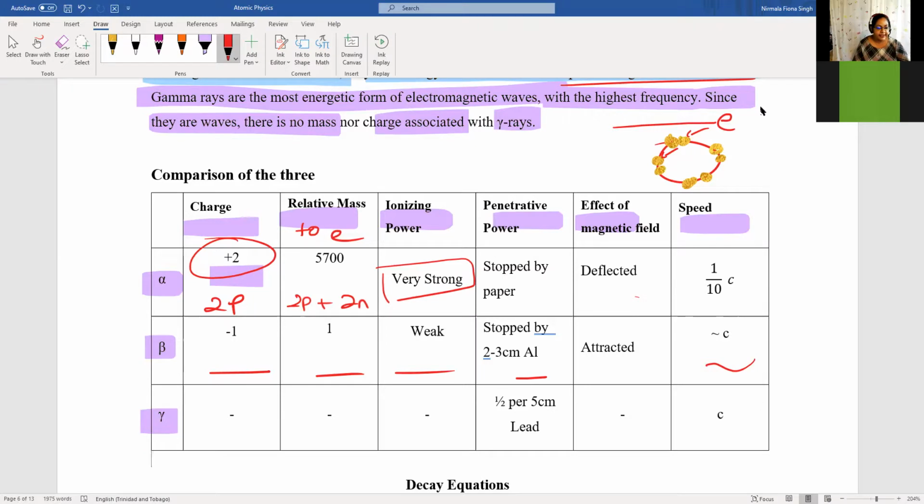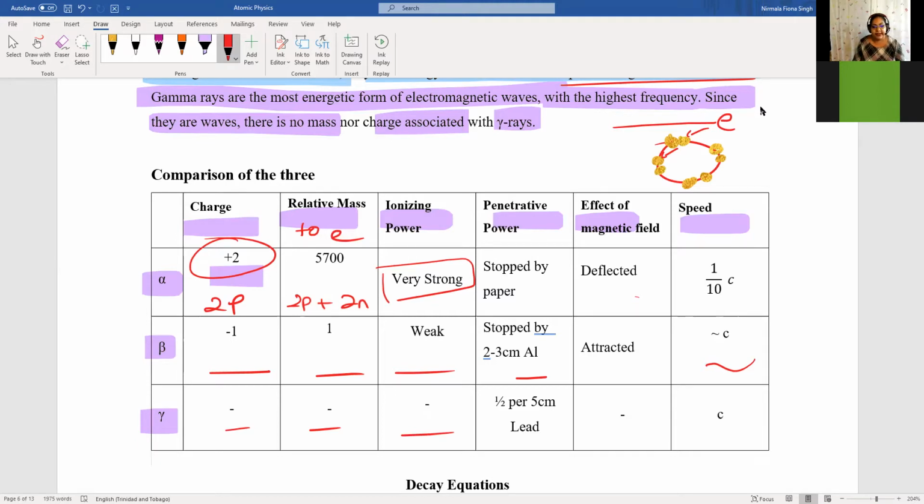Then we have gamma rays. Remember gamma is written like a little curly Y kind of thing. Practice writing it, please. Do not write it as a Y. Do a little curly gamma. There is no charge in a gamma ray. There's no relative mass in a gamma ray. It has no ionizing power. If it has no charge, it cannot ionize.